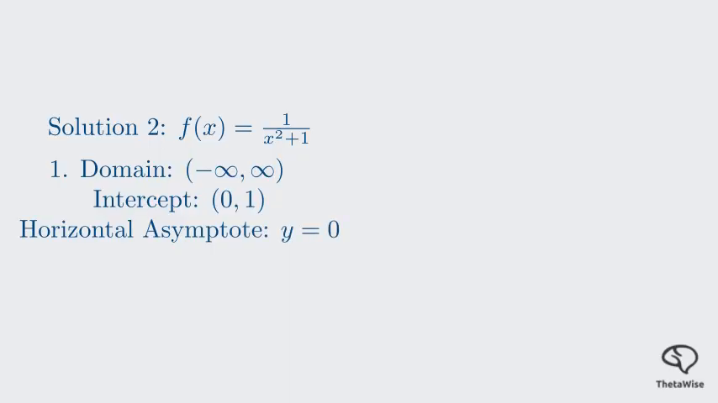Next, the first derivative. f prime of x equals negative 2x over (x squared plus 1) squared. The only critical point is at x equals 0.